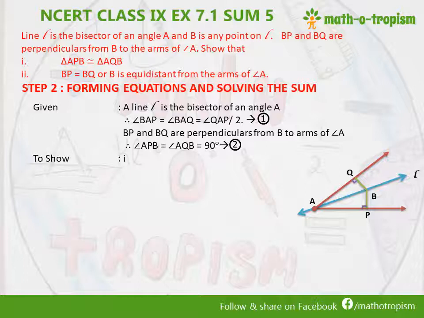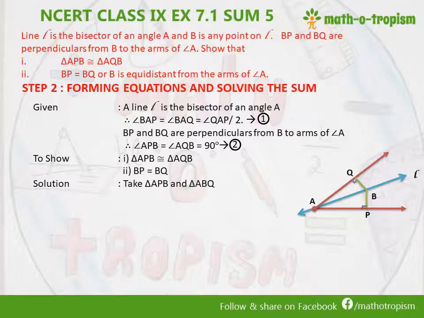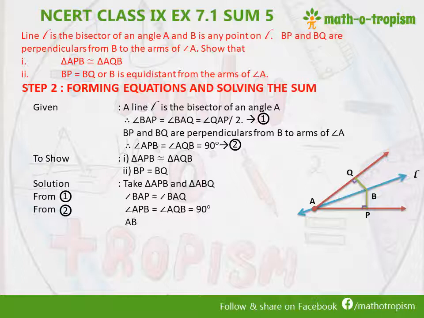We need to show that the triangle APB is congruent to triangle AQB and BP is equal to BQ. So for the solution, we will first take these two triangles which have been asked to prove that they are congruent. So triangle APB and ABQ we will take. From 1 we have that angle BAP is equal to angle BAQ in both the triangles, corresponding angles, and from 2 we have that angle APB is equal to angle AQB, which is equal to 90 degrees. So AB is equal to AB, which is common in both the triangles.